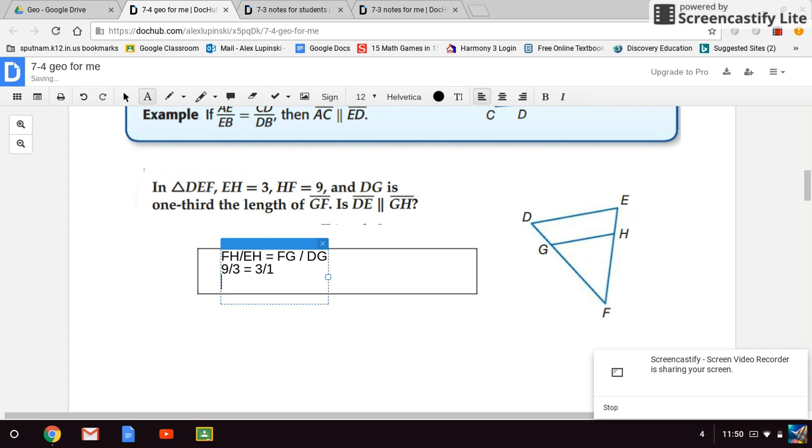So going with this one, if DG is 1/3 of GF, then GF is 3 times as large as DG, and DG would just be X. So this is also FG divided by DG. And if you remember, if you were to take 3x and divide it by x, the x's would go away, so you'd be left with 3 over 1. So they're both 3 over 1s, which means yes, they are parallel. That was fun.